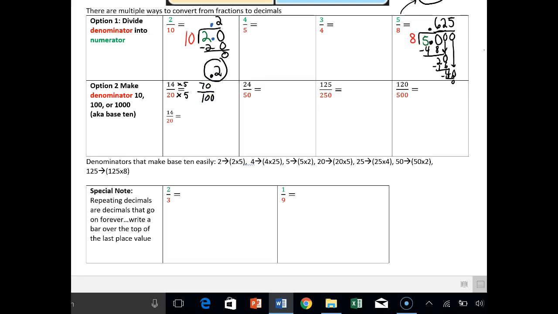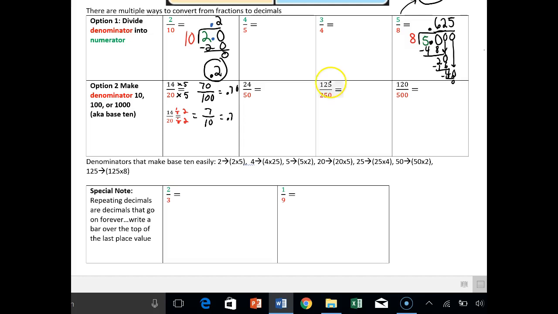Now, I could also, if I wanted to, divide by 2 here, because 20 divided by 2 is another base 10, right? 10. And 14 divided by 2 is 7. 70 over 100 and 7 over 10 are the same thing, right? This is 0.70, and this is 0.7. If I just tack on a 0, they're exactly the same. They are equivalent.